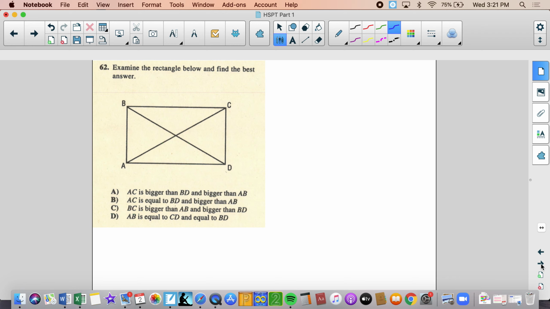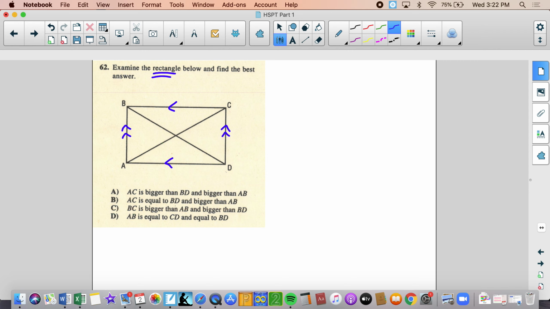Next question. Examine the rectangle below and find the best answer. So we know it's a rectangle, so this is a key word, rectangle. We know that the sides are parallel. We use that sign to show that the sides are parallel, and then we use a double arrow like that to show those lines or sides are parallel. So rectangles have 4 right angles, and opposite sides are parallel. So what do we know? We're going to look at this. So examine the rectangle and find the best answer.